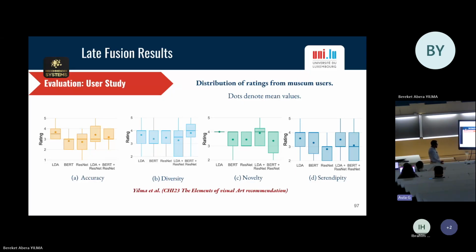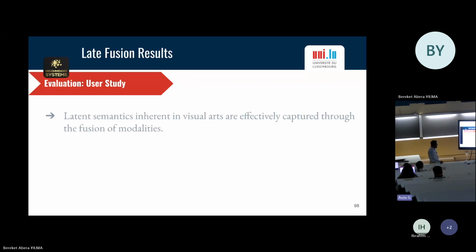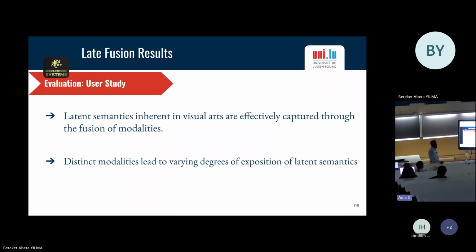In terms of accuracy, in terms of diversity, novelty, serendipity. So the takeaway here is essentially hidden semantics that are embedded within visual arts can actually be captured through the fusion of the two modalities, the image and the visual component. So what can we do? Now we know the fusion actually delivers better recommendation, but we are not actually fusing.